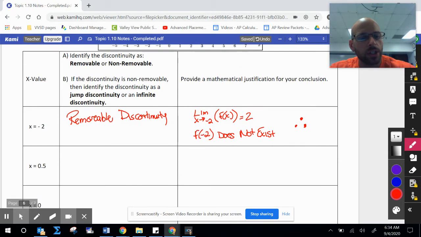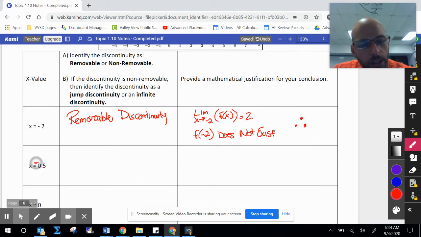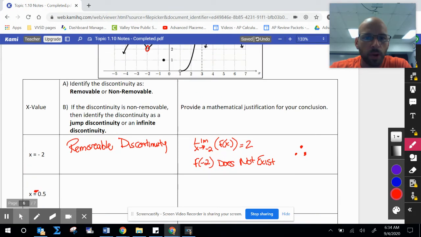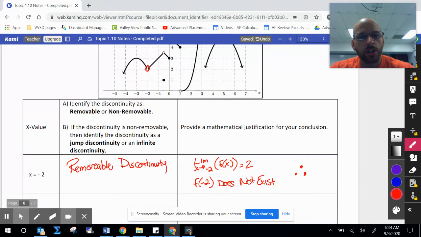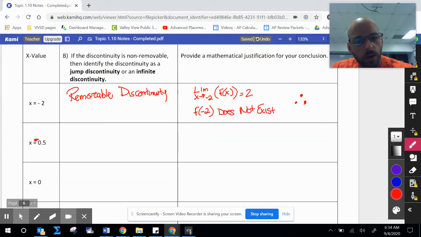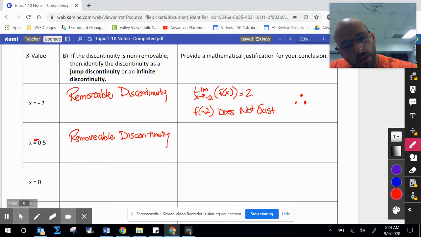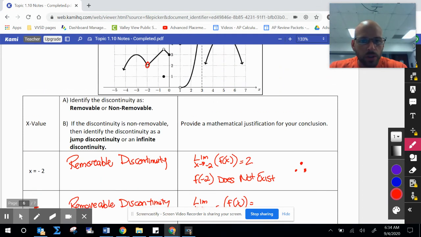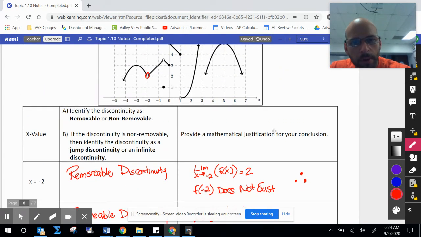So at 0.5, and actually there's a typo here. If you're following along, this should be a negative 0.5. I'm talking about this value right here. This is also a removable discontinuity. And the reason is because the limit as x approaches negative 0.5 of f of x is going to be equal to, I'm going to go up here, and I'm going to approximate.